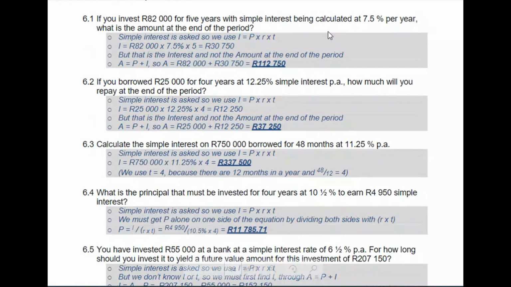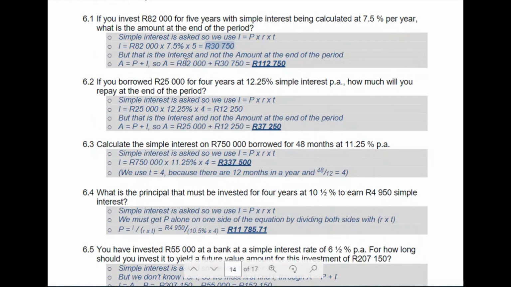Now, in this case, I was asked the amount at the end of the period, but in my interest formula, I'm calculating the interest itself. So let's first do that. I have P, I have the interest rate, and I have the time. So I can simply replace the values and I get my interest. But that is the interest and not the amount at the end of the period. So I have to calculate the amount at the end of the period. A equals P plus I.